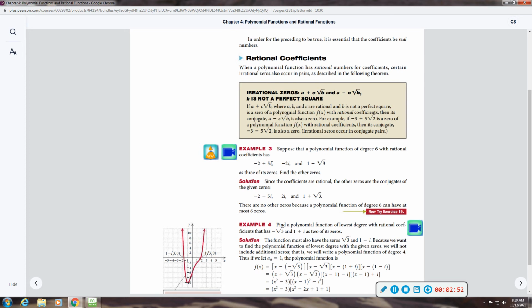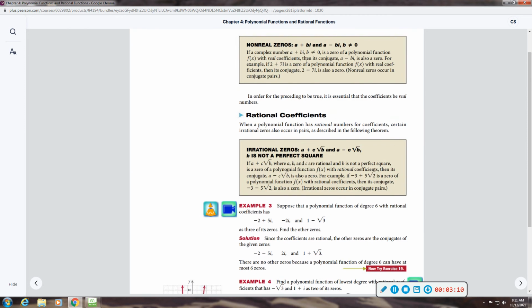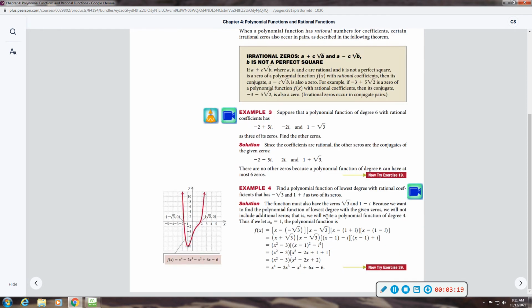Okay, so remember, I will give you a positive and a negative. So I got negative 2 plus 5i. I should also have negative 2 minus 5i. So here's that one. I got a negative 2i. I should also have a positive 2i. I got 1 minus square root of 3. I should also have 1 plus square root of 3. So anytime you have square root terms, and that's kind of what this is explaining, when you have those imaginary or the irrational zeros, you're going to get 2 of them. Okay, and so we'll find the missing zeros.